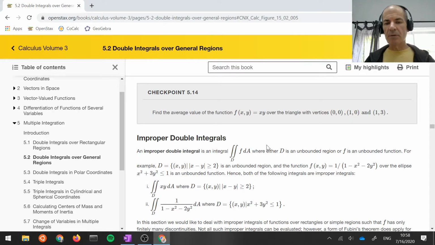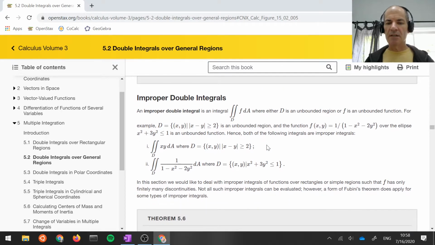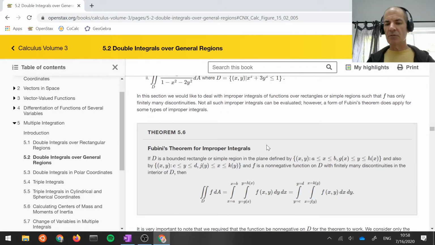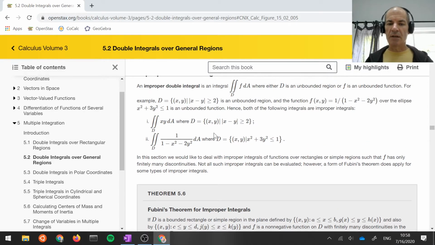Okay, improper double integrals, not going to dwell on this, but sometimes you've got a region that's unbounded, right? Or you've got a place within a bounded region where the function f is blowing up. For example, this is an unbounded region. It's the collection of points where the absolute value of x minus y is greater than 2. That's an unbounded region. It doesn't fit inside any circle. Or this guy where you've got the potential of dividing by 0.